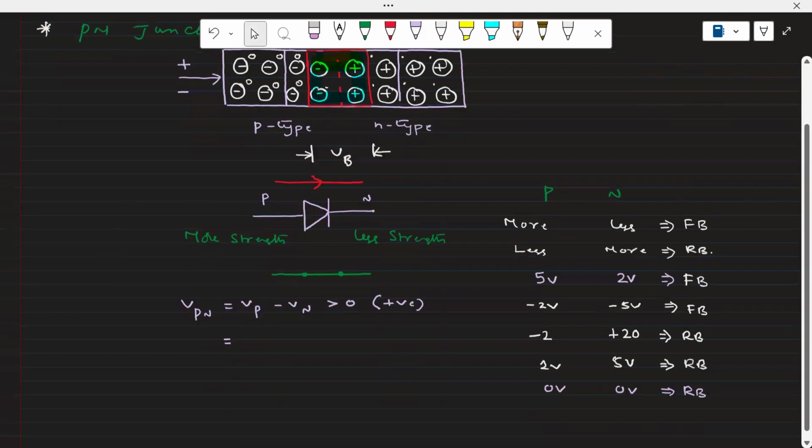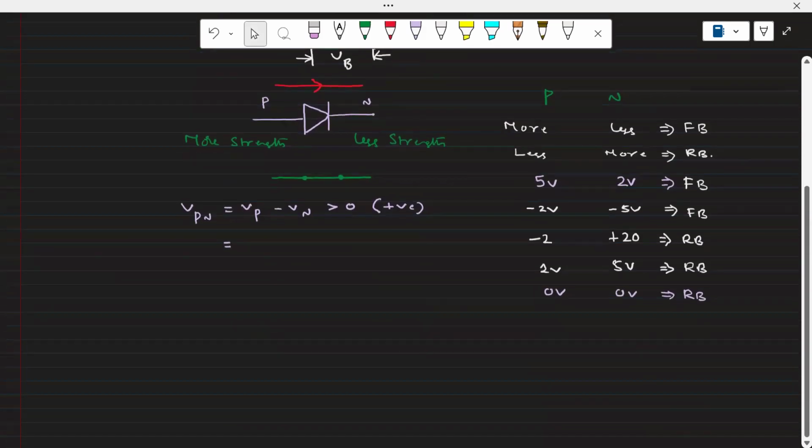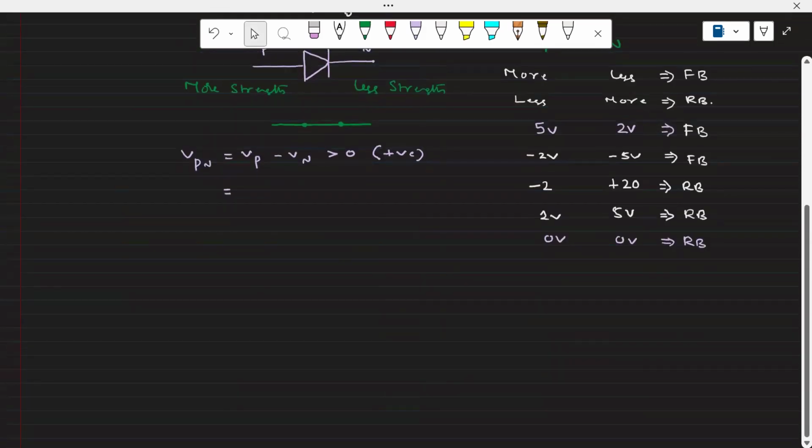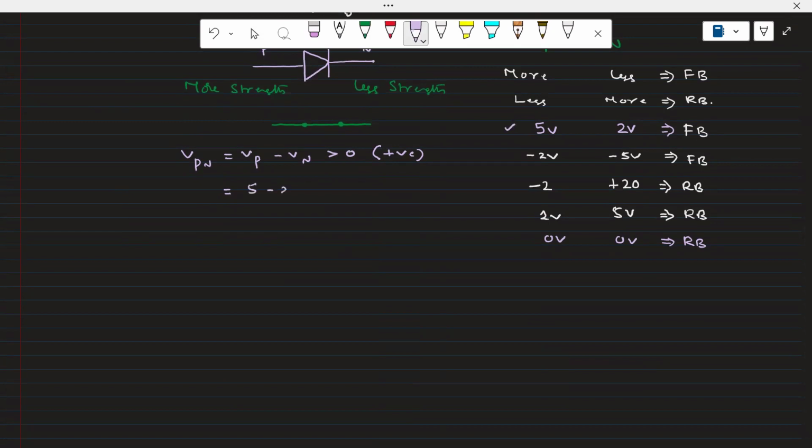Okay. One more thing is that this is also the potential difference between the P side and N side. For example, for the first case, if we consider 5 volts that I'm writing here, and this is 2 volts, this value becomes +3. Therefore, since it is positive, the diode is in forward bias. Okay. For example, this is -2 minus of -5. Therefore, definitely it is +3.